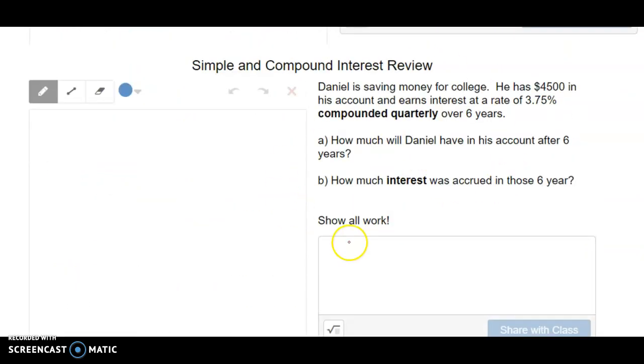All right, going on to the next portion. It's a compound interest problem. It says compounded. It's asking us how much money will Daniel have in his account after 6 years, and then how much interest was accrued in those 6 years. So it's asking us two different questions. So to get our total, we're going to use the formula A equals P times 1 plus r over n, and then in the exponent, n times t. Again, we need t in years.